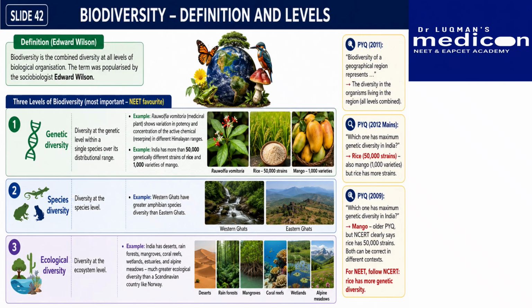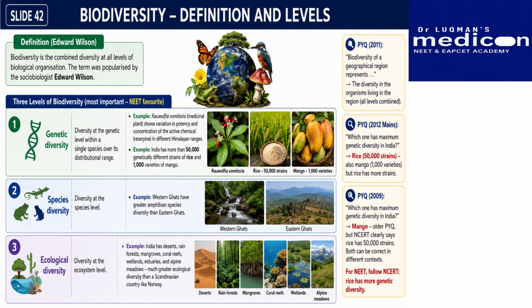Genetic diversity means diversity at the genetic level within a single species over its distributional range. You can see the example here. Rauwolfia vomitoria, a medicinal plant, shows variation in potency and concentration of the active chemical reserpine in different Himalayan regions. So there is only one plant, but depending upon the Himalayan region, the concentration of the chemical present in it is different. The reason behind that is genetic diversity. Same goes with rice, 50,000 strains of rice are present, and that also goes with mango. So mango, rice and Rauwolfia vomitoria are examples of genetic diversity.